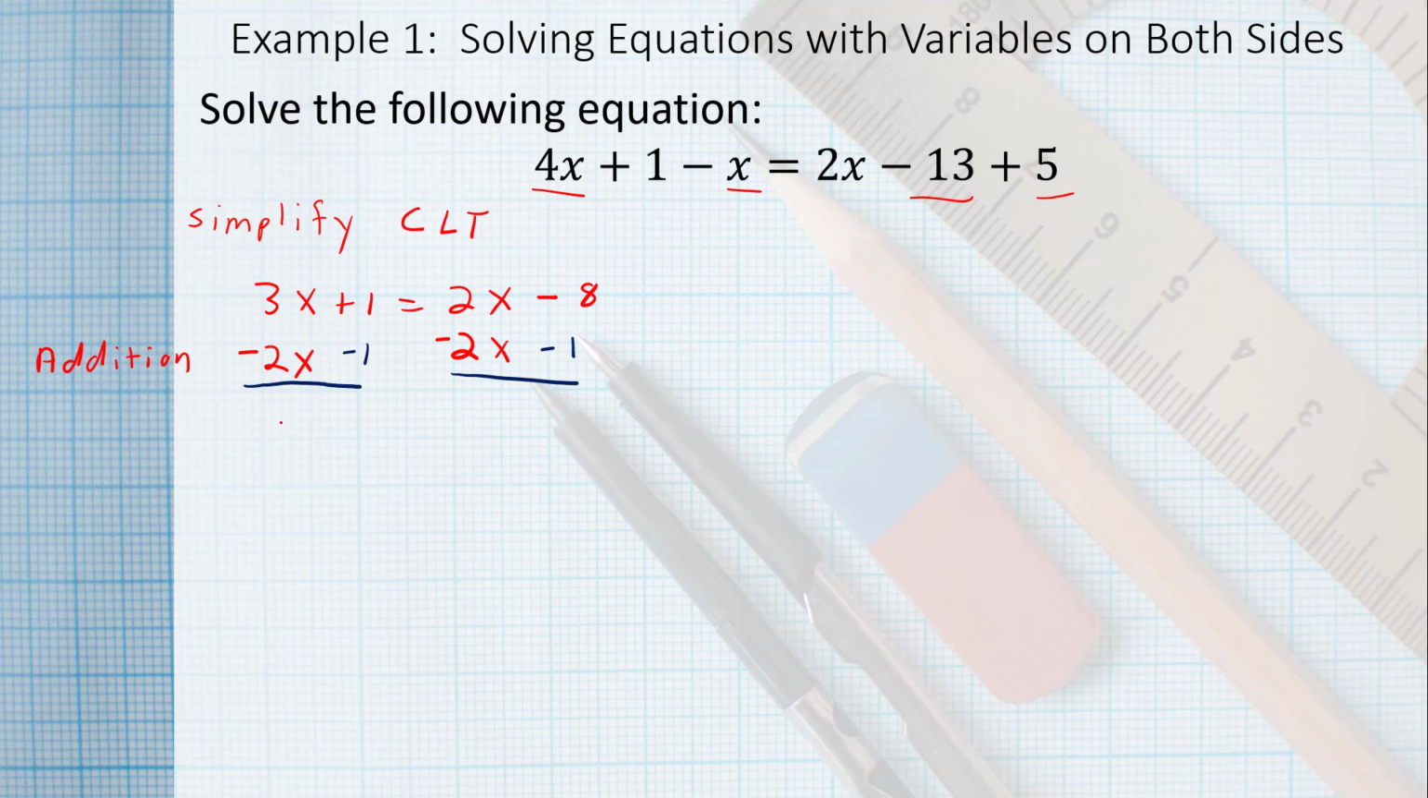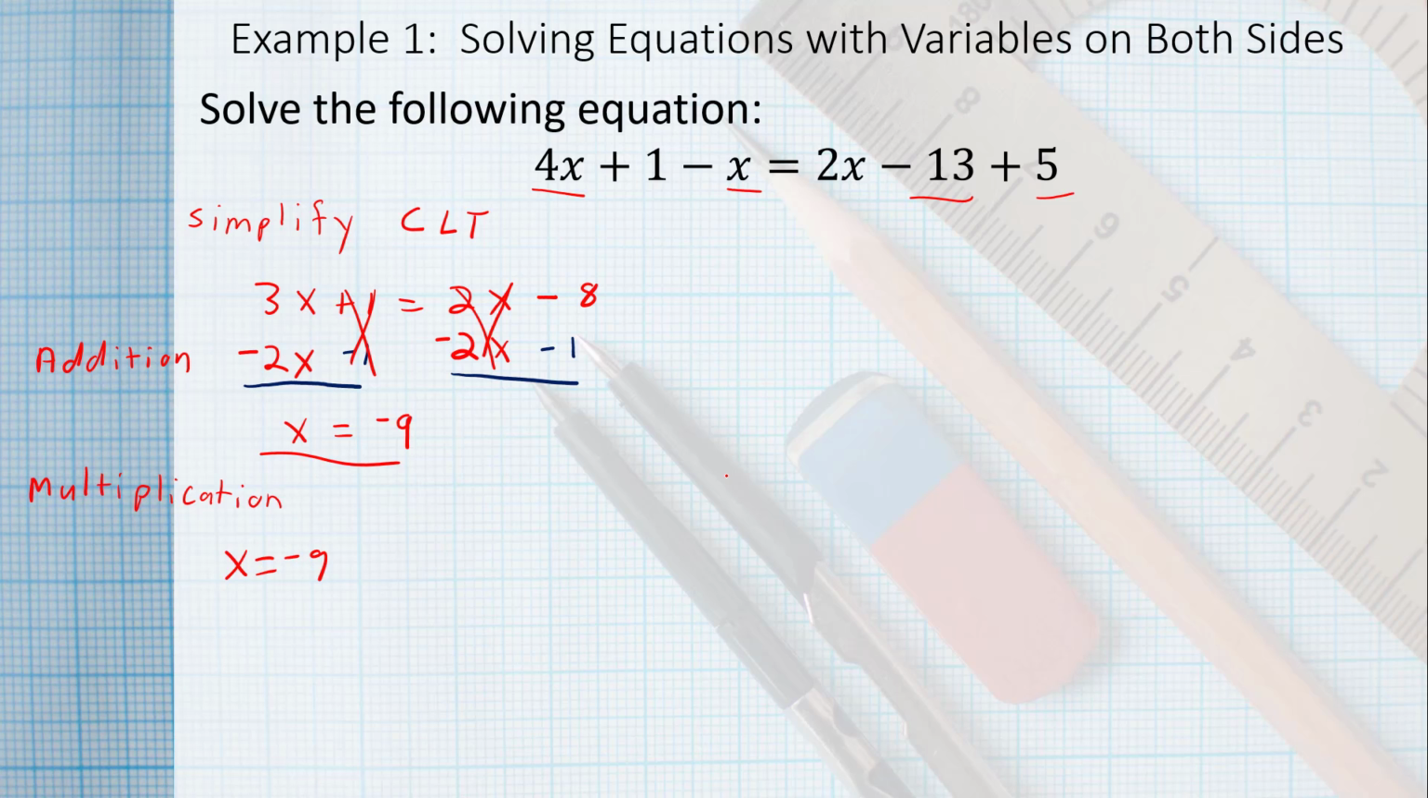3x minus 2x, well, that's just x. 1 minus 1, they cancel. 2x minus 2x, they cancel. Negative 8 minus 1 is negative 9. Okay, and now we have to deal with the multiplication property of equality, because we want the coefficient next to the x to be equal to 1. But hey, check it out. It is equal to 1, so we don't need to do anything. Here we will have x is equal to negative 9.